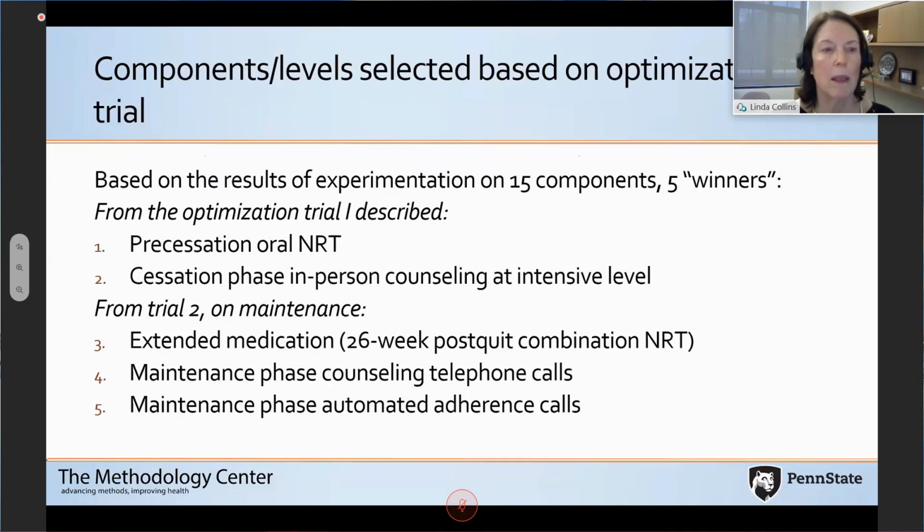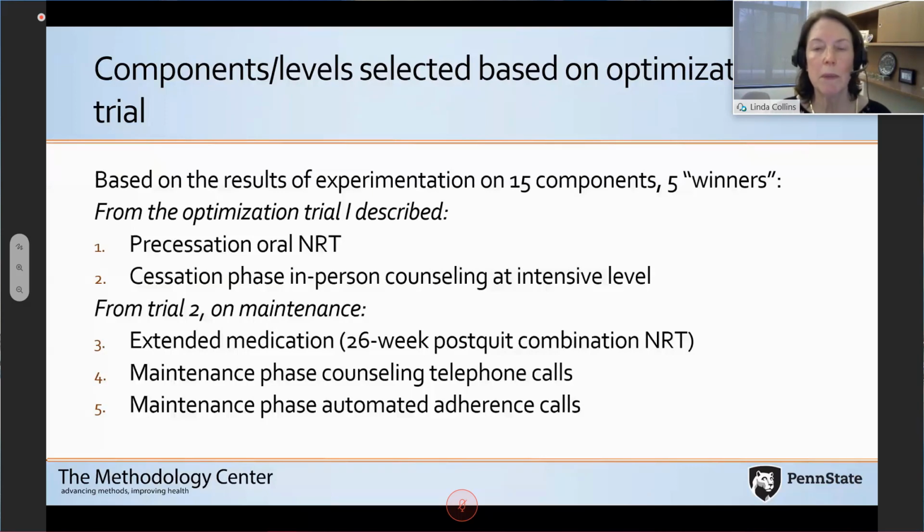Now, you may be wondering, why did we use factorial experiments? We use factorial experiments because, and this is perhaps counterintuitive to some people, it was certainly counterintuitive to me when I first learned about it, factorial experiments actually use far fewer experimental subjects than alternatives. And that's something I've published about extensively, and I'd be happy to talk about it some more if you're interested.